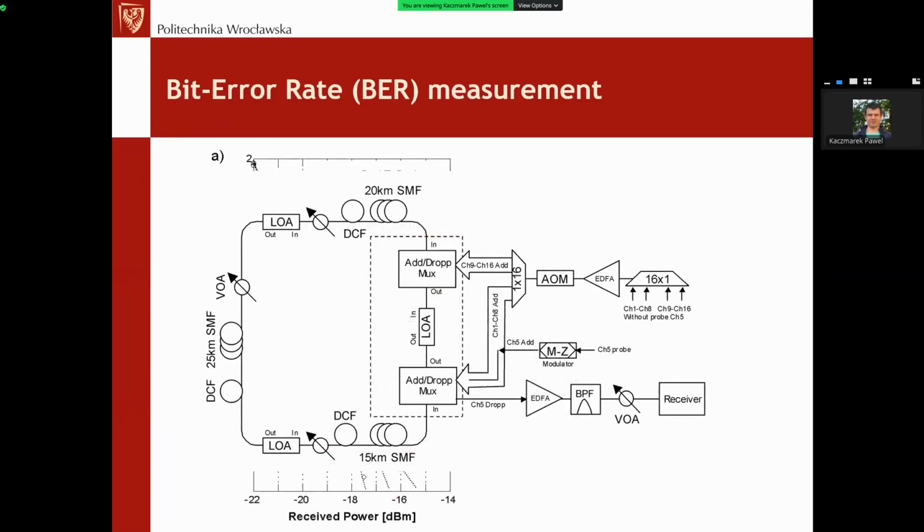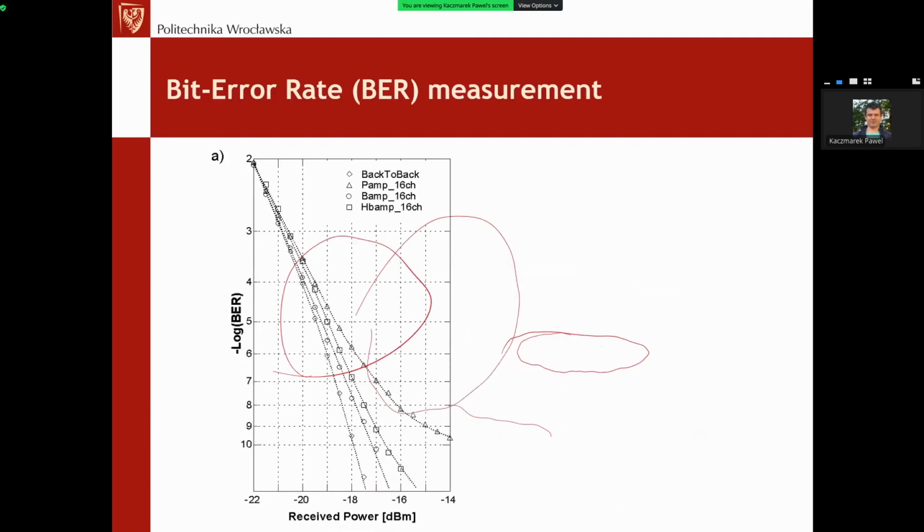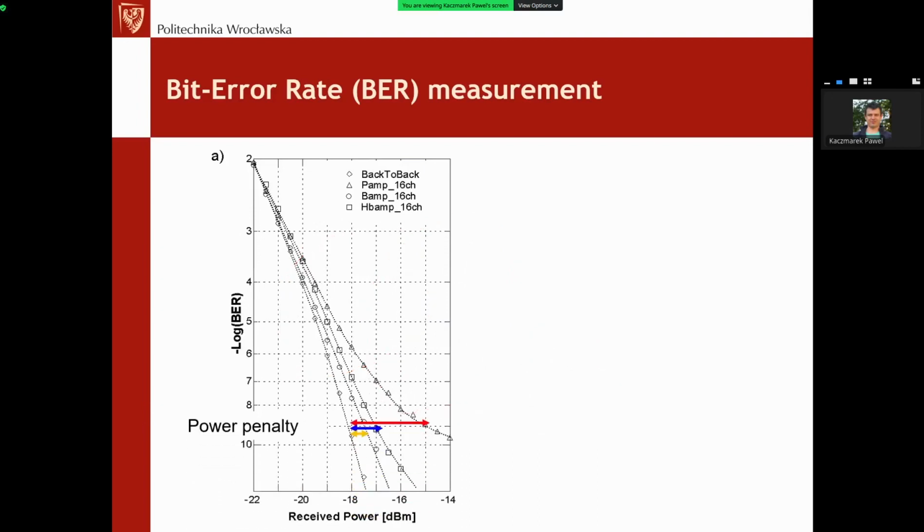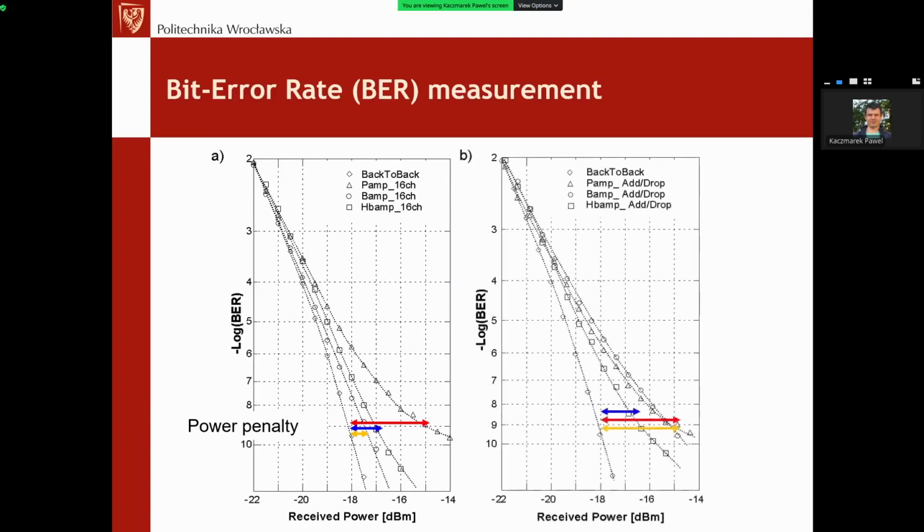And the schematic of this network: it was a ring network, 60 kilometers of fiber. All the structure of such a network was a circle, and one node just emulated adding and dropping the signals, and also the signal which we were treating as a probe. So this signal was transmitted, and the bit error rate for this signal was investigated in the configuration you can see here. I already told you about the power penalty determined for different placements of these optical amplifiers in our network, and the same determined for additionally adding and dropping signals.